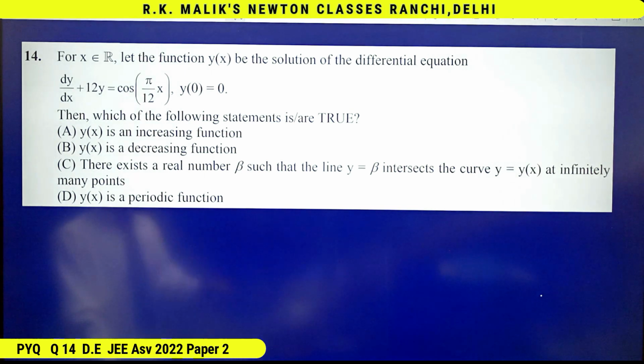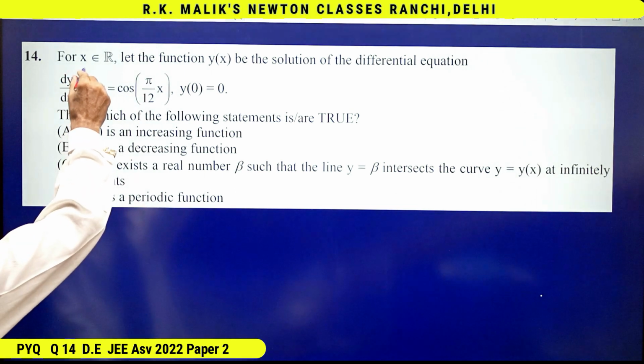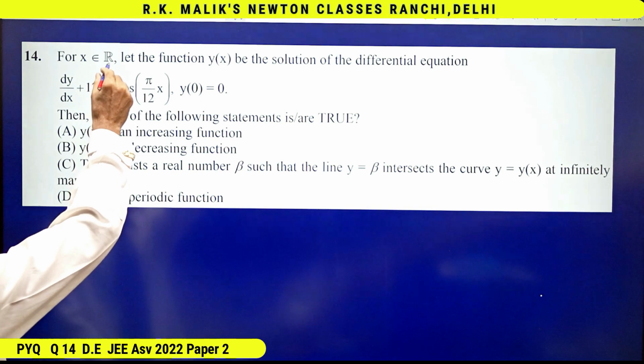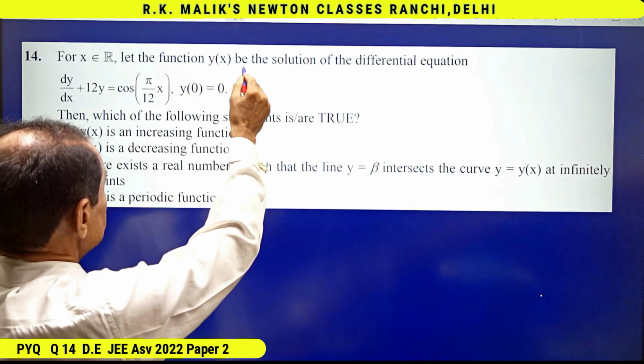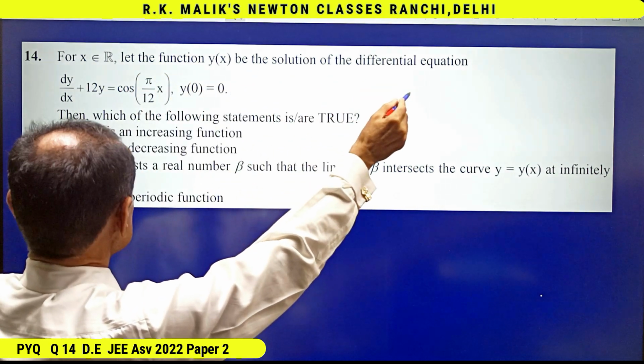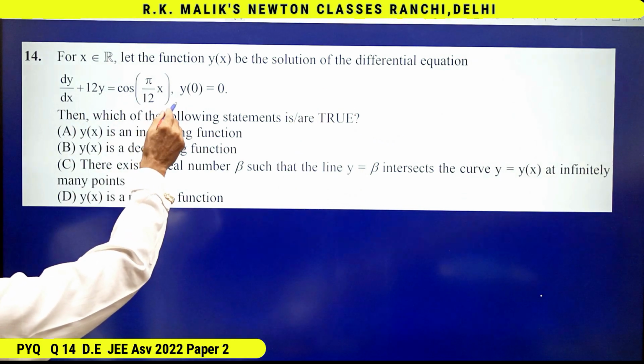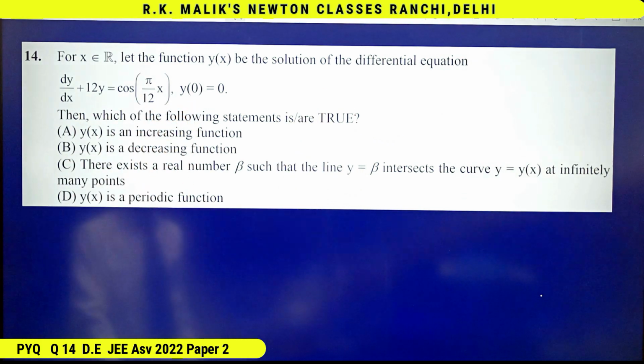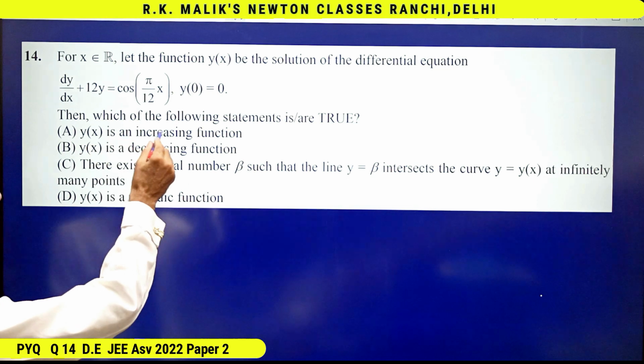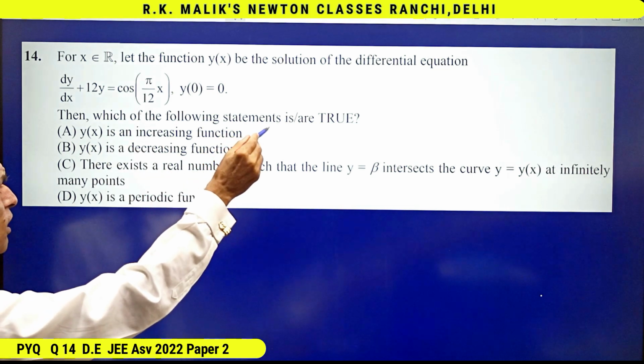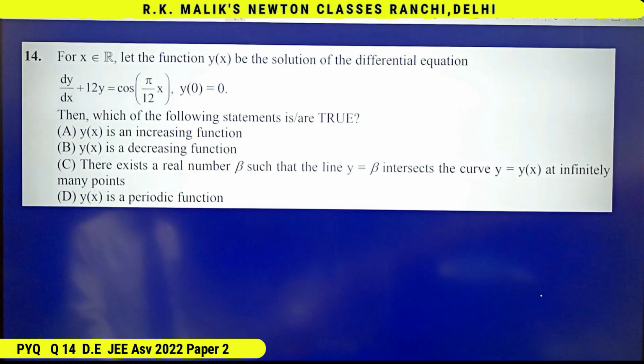In this question, it is given that for x belonging to the set of real numbers, let the function y(x) be the solution of the differential equation given here, and y(0) equal to 0 is also given to you. Then which of the following statements is false or true? You have to find the correct choice.